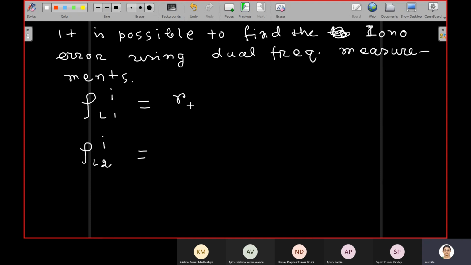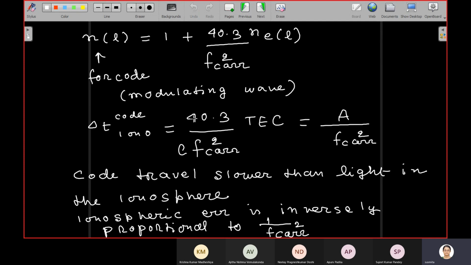So I'll write Ri. Now since both are coming from the same satellite, Ri will be the same for both. We know that the ionospheric error is different because this one will be FL1 square and this one will have FL2 square. How about this AI? Actually, we have 40.3 and C, they do not depend on the carrier. How about the total electron content?